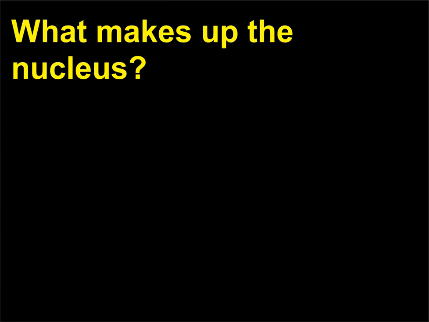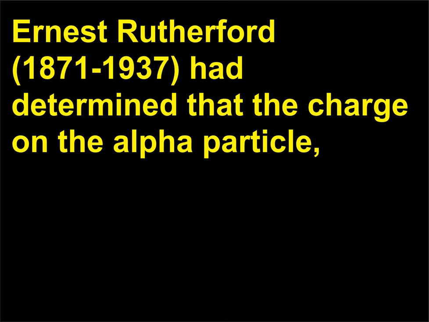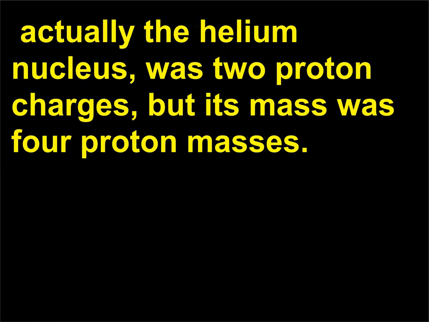What makes up the nucleus? Ernest Rutherford, 1871-1937, had determined that the charge on the alpha particle, actually the helium nucleus, was two proton charges, but its mass was four proton masses.